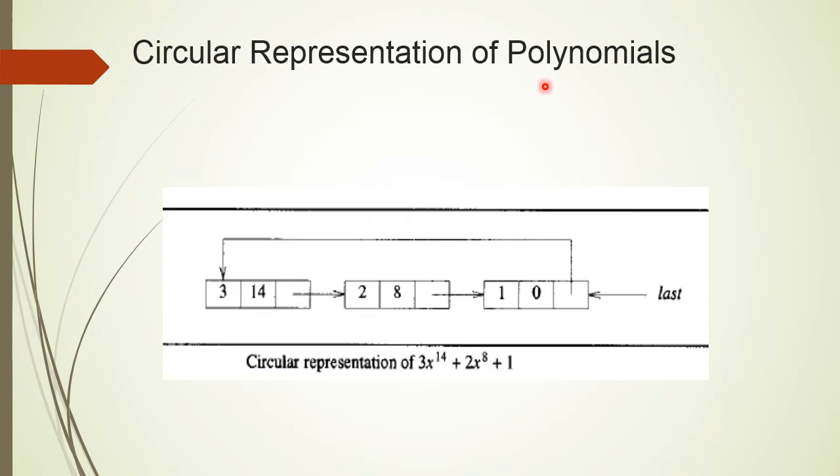Circular representation of polynomials. Here one polynomial, that is 3x^14 + 2x^8 + 1, is stored using the circular single linked list concept. First we will see what we mean by a circular single linked list. A circular single linked list is a linked list in which the link field of the last node is holding the address of the first node.